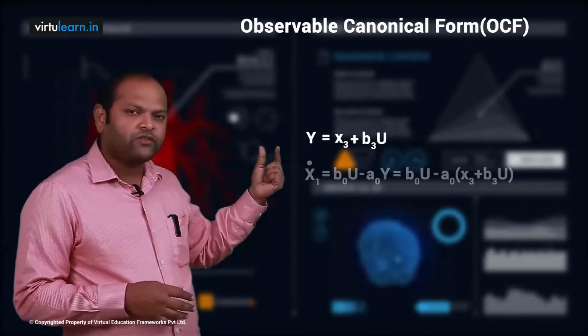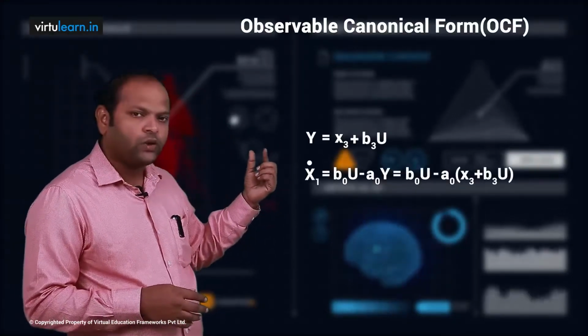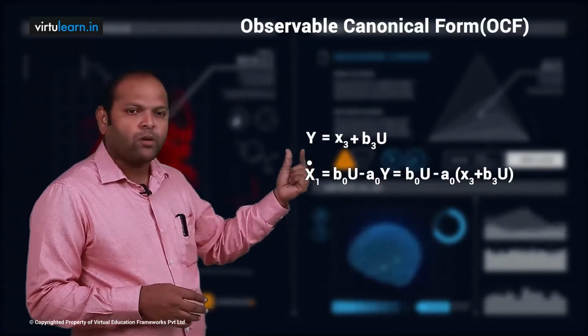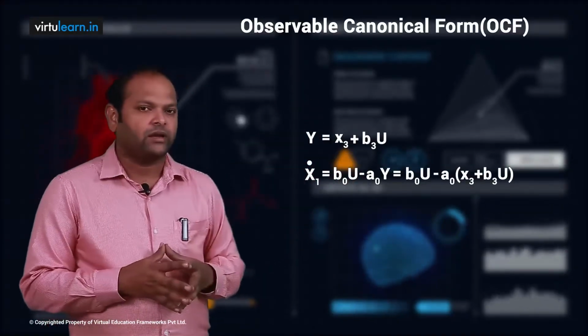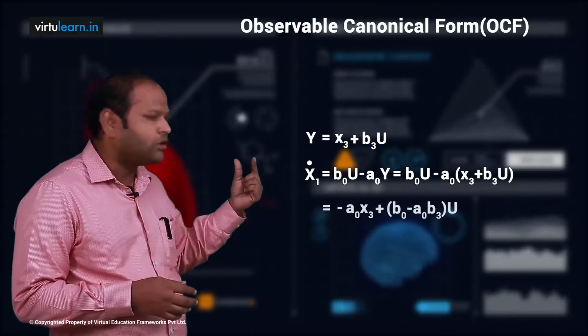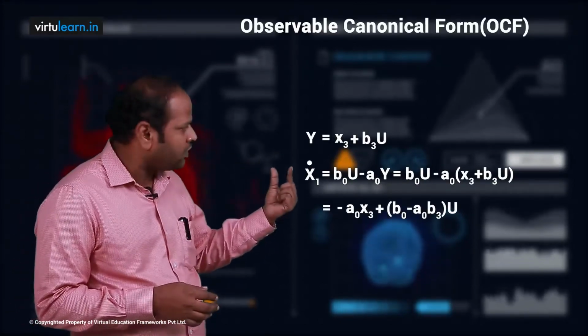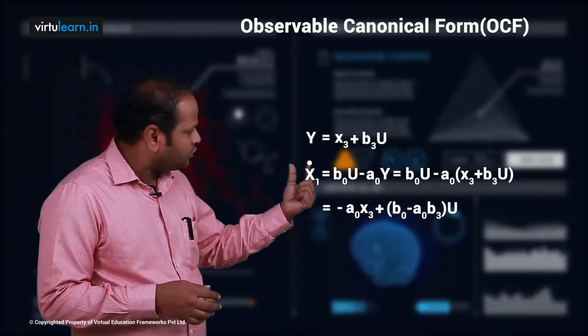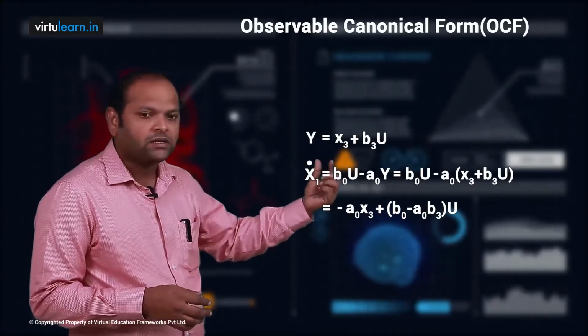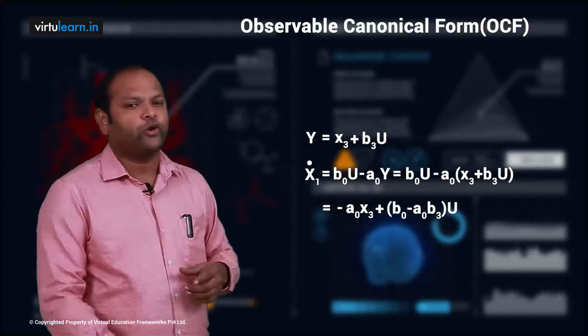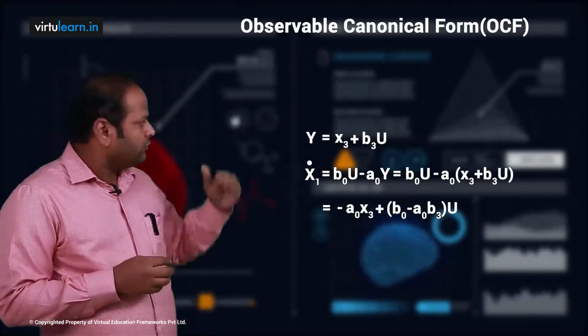Now when you write the equation for x1 dot, it's very clear there are 2 incoming branches, b naught u minus a naught y, and y which is already available I can substitute here. Then I will be getting x1 dot is equal to minus a naught x3 plus we have b naught minus b3 a naught into u. So this is your x1 dot.